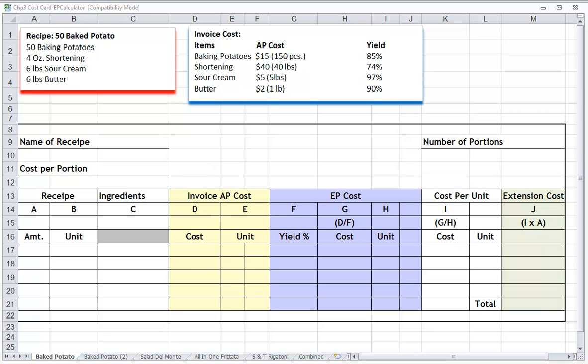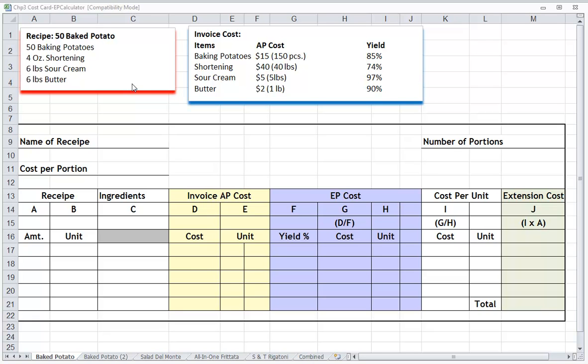Hi, in this video I'm going to show you how to take a recipe for 50 baked potatoes and calculate the cost per portion for producing one baked potato. Now, we have a box highlighted in red to the left of the screen which shows you a very simple recipe for producing 50 baked potatoes, and it only has 4 ingredients.